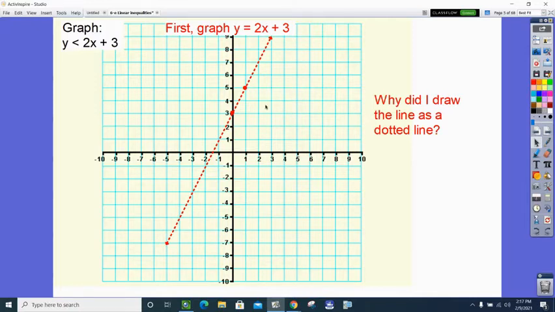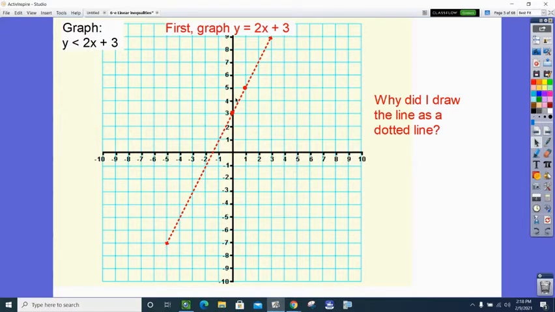The reason I drew it dotted is because the inequality is strictly less than, which means that the points on the line don't make this true. You might remember when we did inequalities back in Unit 2 that we would have with one single variable. It was on a number line, and we'd either have a filled in circle or an open circle. An open circle meant that there was no less than or equal to component.